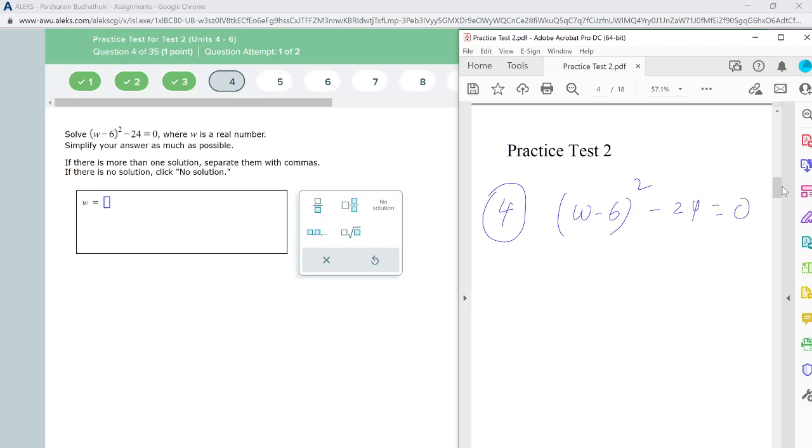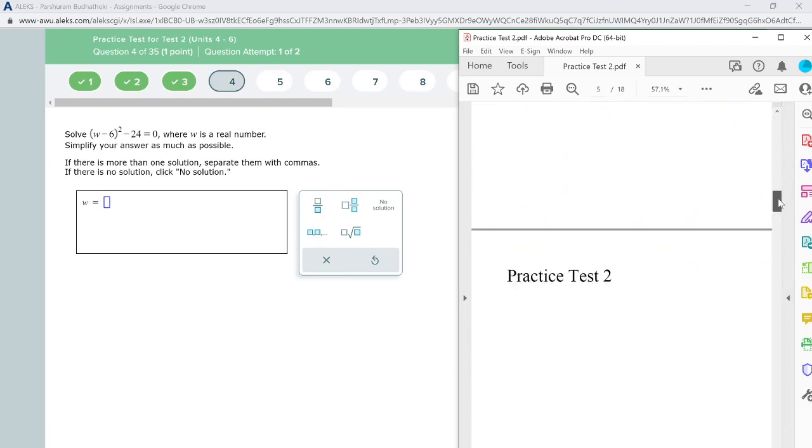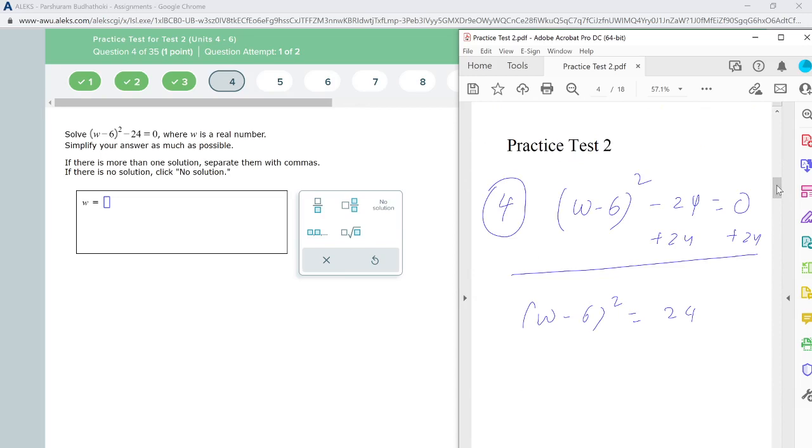Now if I add 24, then I can bring this 24 to the other side. That makes my equation (w minus 6) squared equals 24. Let's assume that instead of w minus 6 you had x. Then you repeat the same thing we did here. No matter what you have inside the parentheses, you can still apply the square root property. So using the square root property, w minus 6 should be equal to the square root of 24, or w minus 6 could be equal to the negative of the square root of 24.